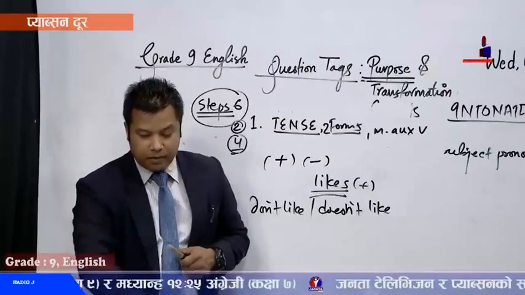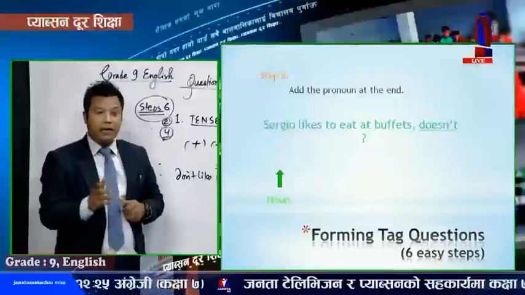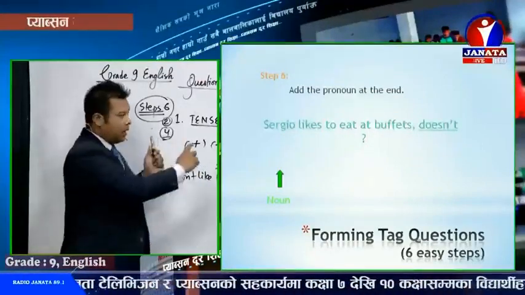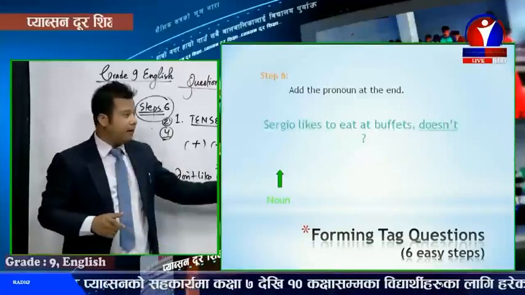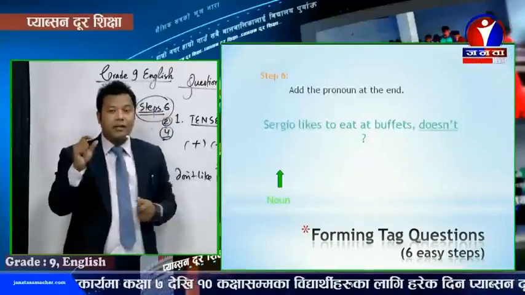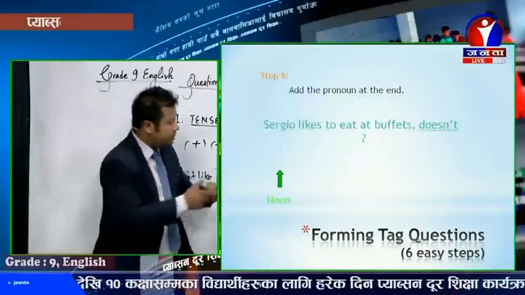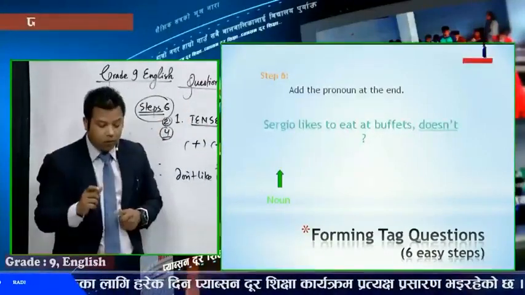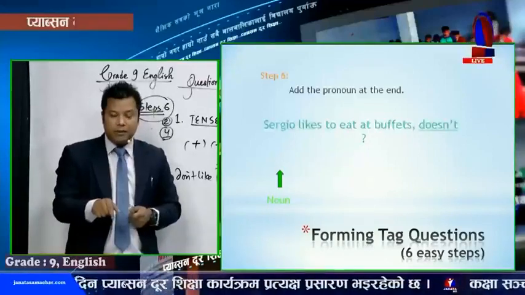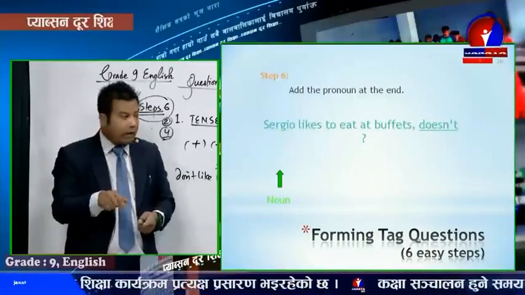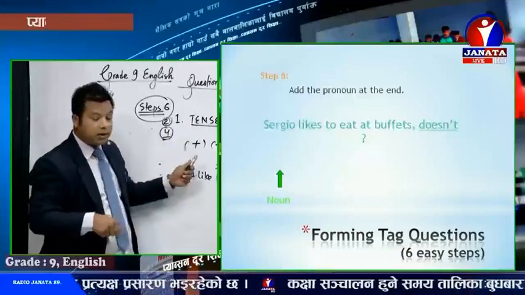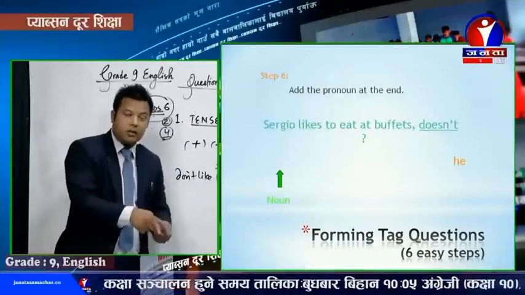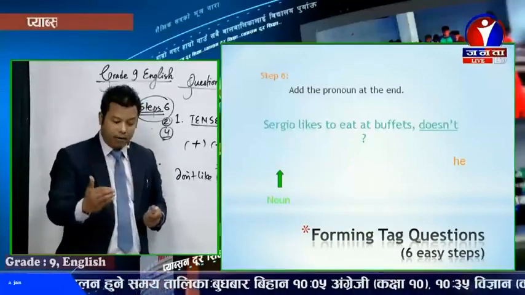The final step: add the pronoun at the end. If you remember something that I drew in the very beginning of the class when I was explaining the components of a tag, I presented to you the subject pronoun. It's still here, see, subject pronoun. So that is one last thing that you have to know. Sergio likes to eat at buffets, doesn't, that's the auxiliary verb after you have gone through all those processes. And ultimately, we use he, because Sergio here, we understand as a boy.